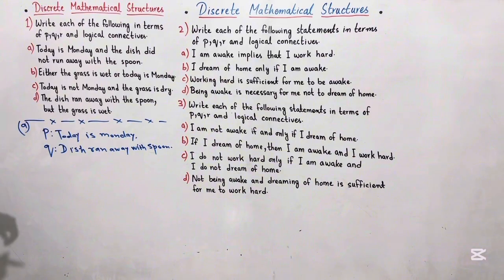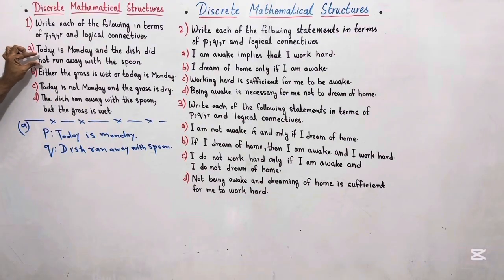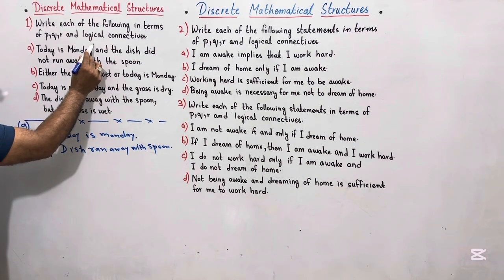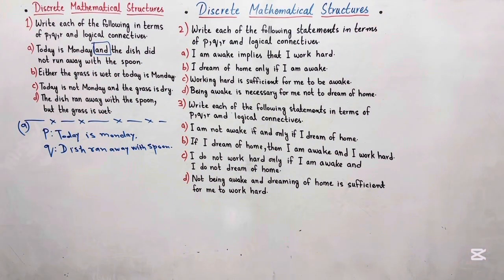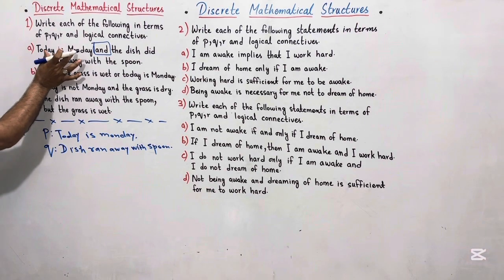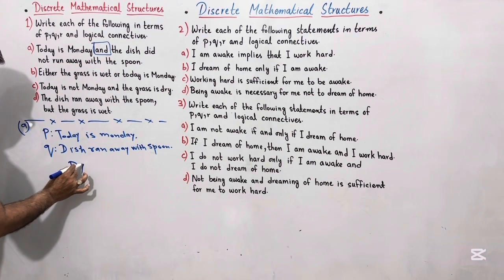P is today is Monday, and Q is the dish ran away with the spoon. We have neglected the not. We have taken the basic propositions, our atomic sentences, our primitive sentences, as positive. Now look here, and has been used. And means conjunction.